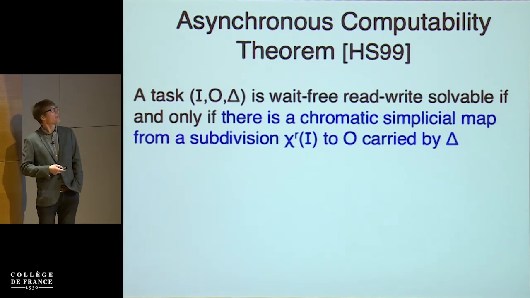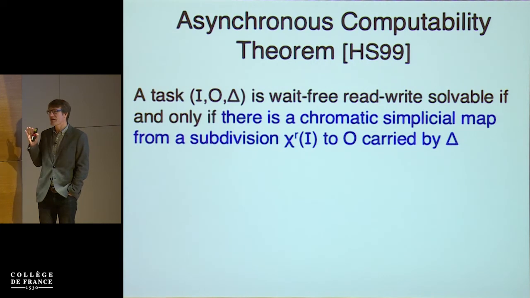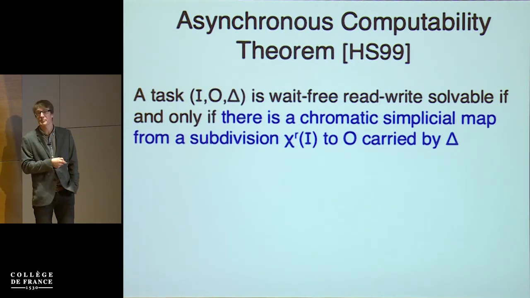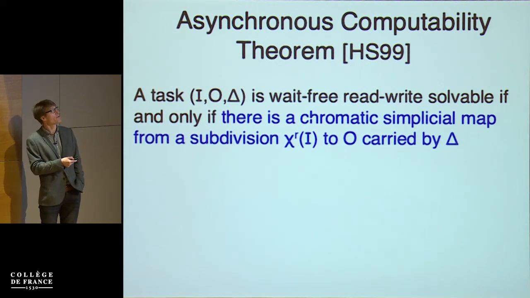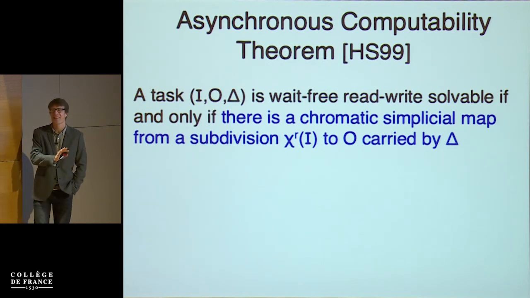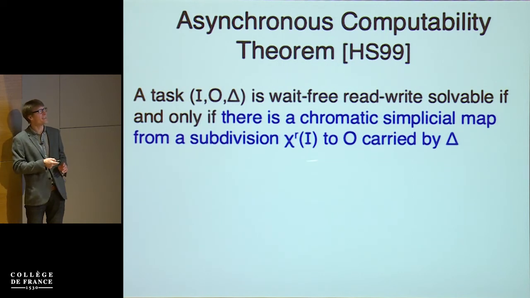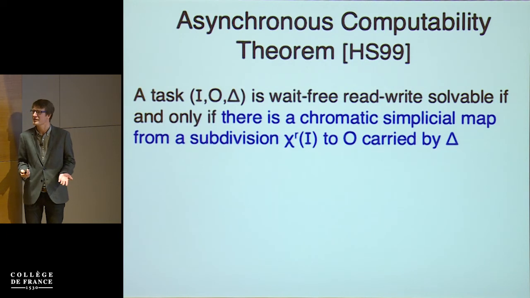The asynchronous computability theorem says that a task is wait-free read-write solvable in any dimension if and only if there exists a chromatic simplicial map, which for all our purposes is just a continuous map from one space to another. Which spaces? From a standard chromatic subdivision of some degree of the input complex to the output complex, and it should respect the task specification. I'm not going to detail it; it's just the high-level statement. So it's all about subdividing the input complex. This is the only thing you can do in read-write shared memory.